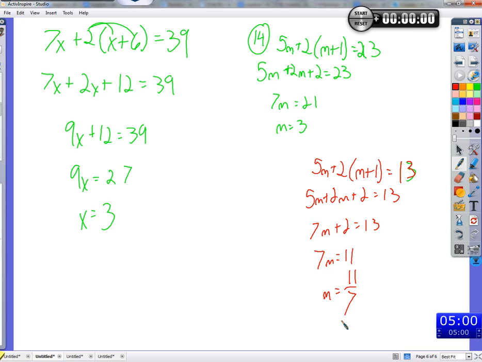Well, in real life, our answers aren't going to even come out as nice as 11 over 7, right? If I'm really applying this stuff, actually using it in a physics application or something like that, it's probably not even going to come out that nicely.